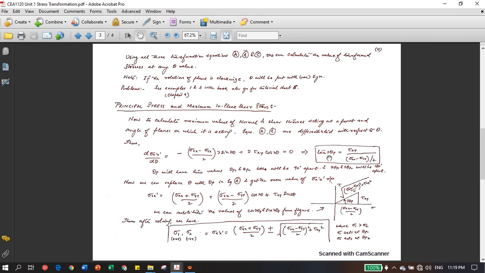From this equation we get two values of 2 theta p basically, so there will be two principal stresses. The maximum and minimum normal stresses are also called the principal stress values, sigma 1 and sigma 2. When we put the positive sign we get sigma 1, and when we put the negative sign we get sigma 2. This is how you can calculate the principal stresses.